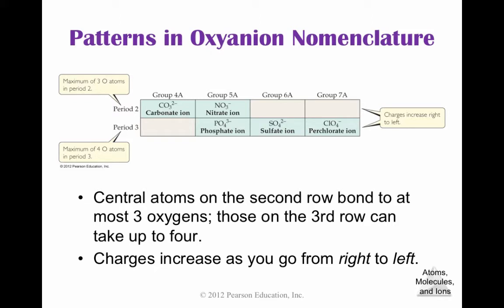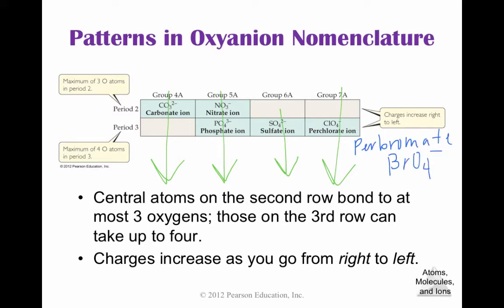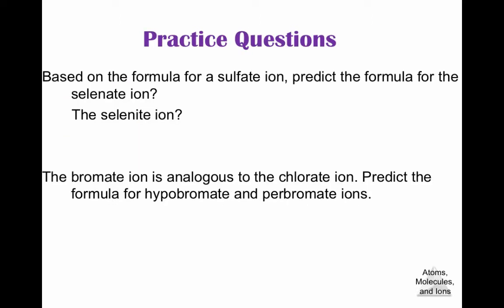The biggest thing is to remember the same groups typically have similar patterns. So if you know perchlorate is ClO4-, that means perbromate would be BrO4-. Now, nitrate, phosphate are a little bit different. Group 5 is where it gets kind of weird, but group 4 and group 6 work the same way. So try these practice questions, pause the video, answer them, and then come back and check answers.